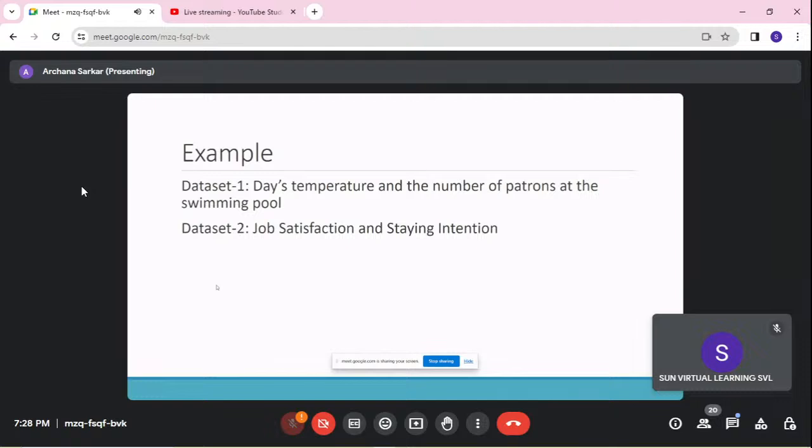Madam, would you please repeat? I want to check the relationship between the day's temperature and the number of patrons at the swimming pool, the number of people coming to the swimming pool. I want to check the relationship between these.